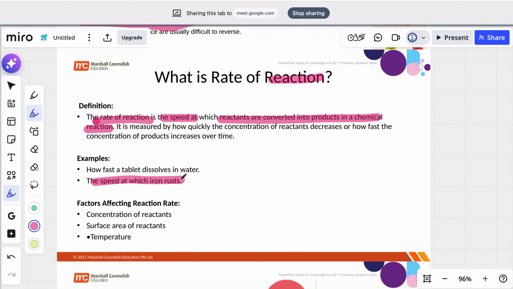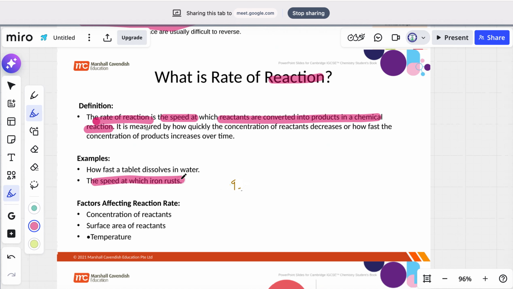For example, assume I take 50 centimeter cube of hydrochloric acid in a beaker. Let's say this is beaker A and this is beaker B. Both of these, the volume inside is 50 centimeter cube.